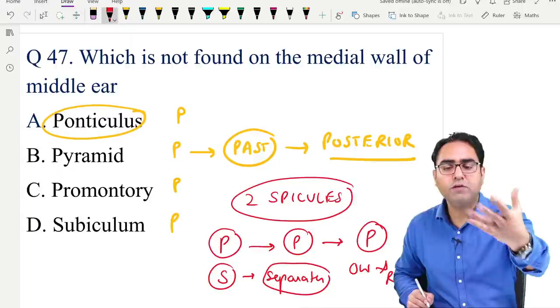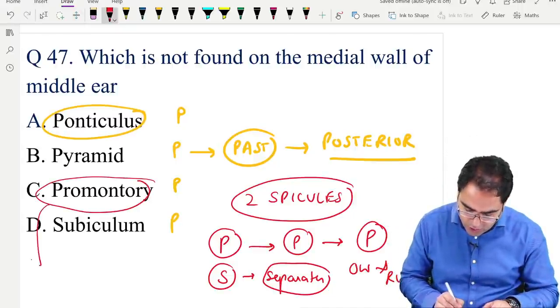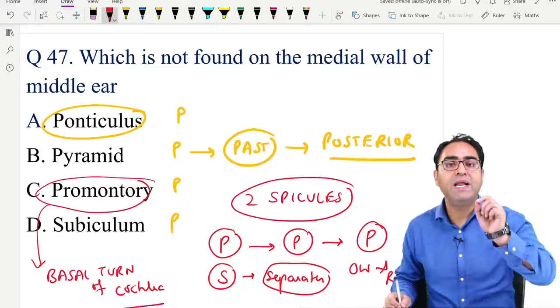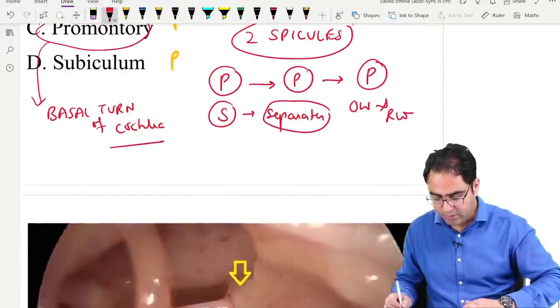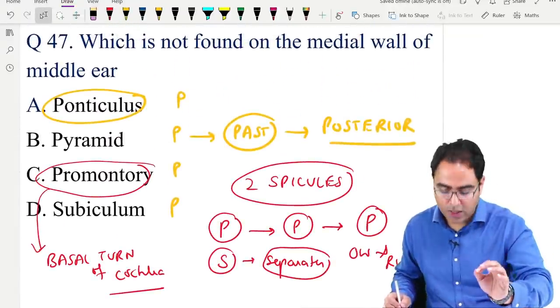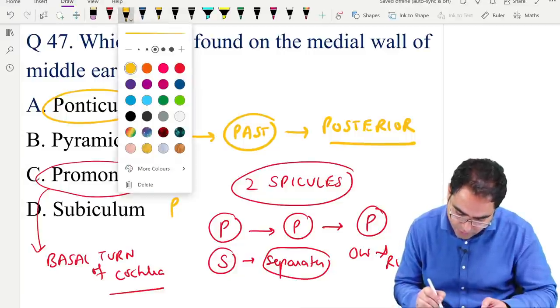Then you ask me, what is promontory then? Promontory is the projection of the basal turn of the cochlea on the medial wall of the middle ear. There are four P's to be revised. Promontory is the projection of the basal turn of the cochlea on the medial wall of the middle ear.